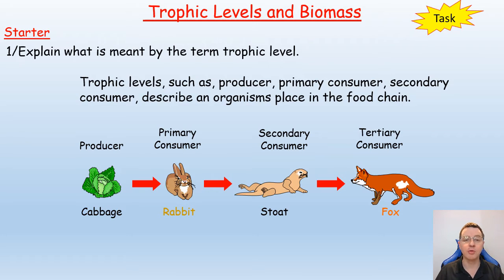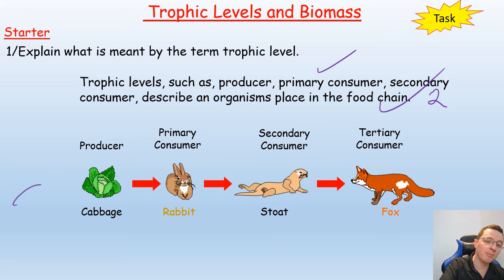Well, trophic levels such as producers, primary consumers, secondary consumers describe an organism's place in the food chain. In fact, this will be a 2-mark answer in an exam. If you said the different names of trophic levels and then said that they describe an organism's place in a food chain, you could easily pick up 2 marks there.